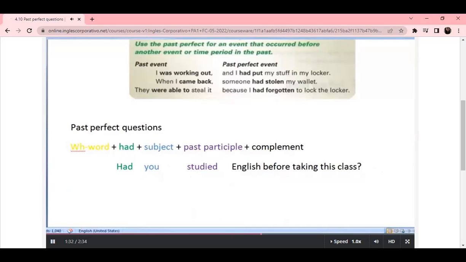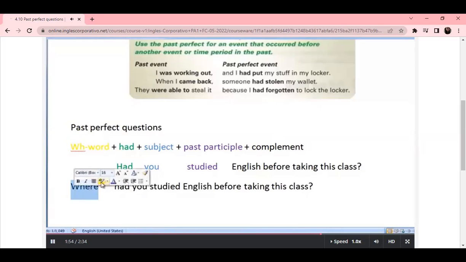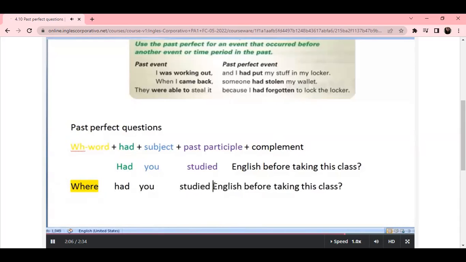Now let me write a WH question. And WH questions, well, what that means is that we're going to include a WH word. And we do that whenever we want more information about a particular topic. The way to do it is almost the same thing, with the only difference that we will include a WH word. As you can see there, we have a WH word there. And then we use the auxiliary had. We include the subject, the past participle of the verb, and then whatever complement exists. So the question is, where had you studied English before taking this class? So maybe the answer to the previous question was yes, and then we asked a second question. Where had you studied English before taking this class? So what I would like for you to do now is to practice making lots of questions in order to make sure that you're understanding this particular topic.